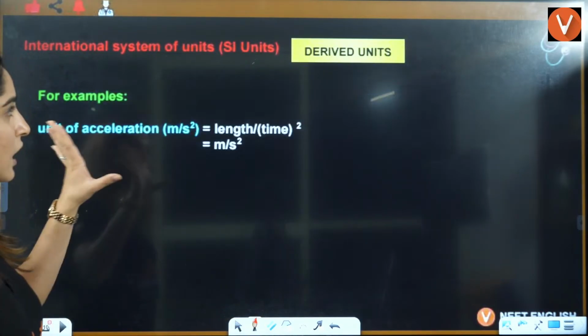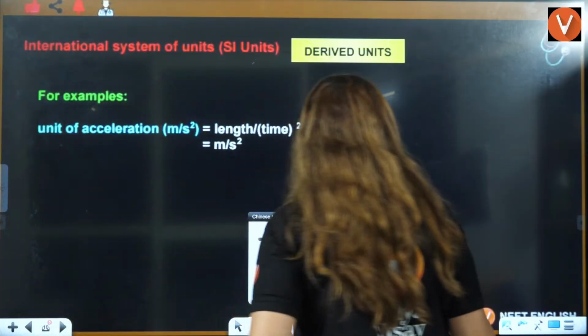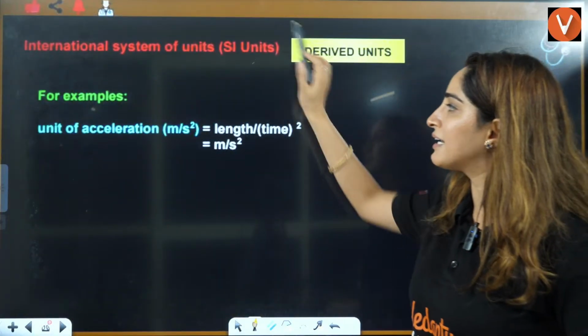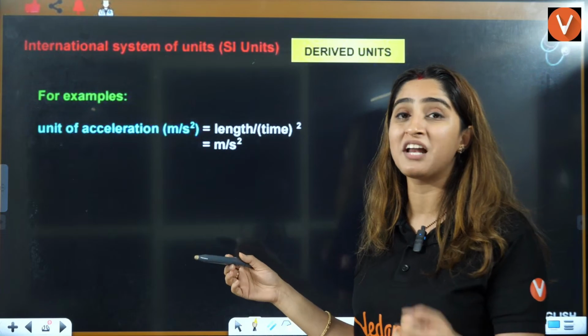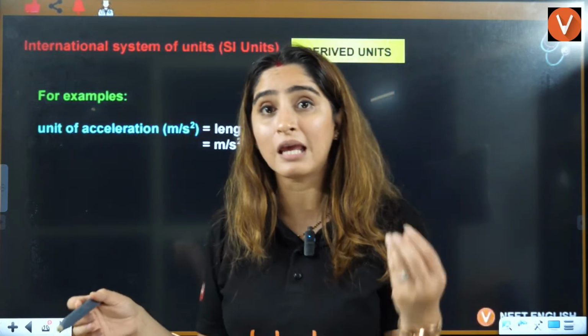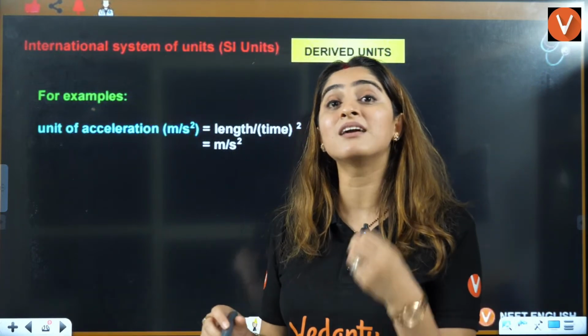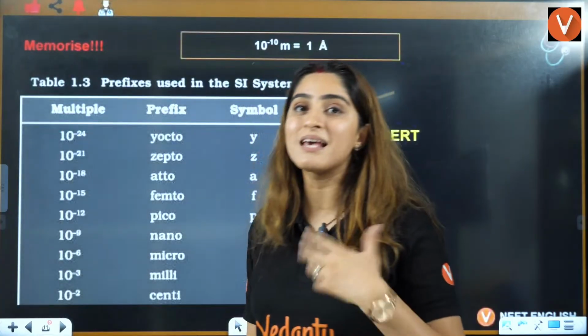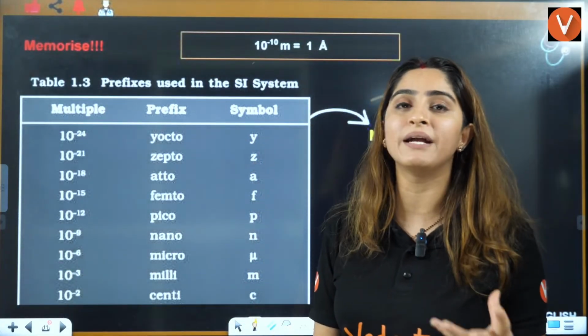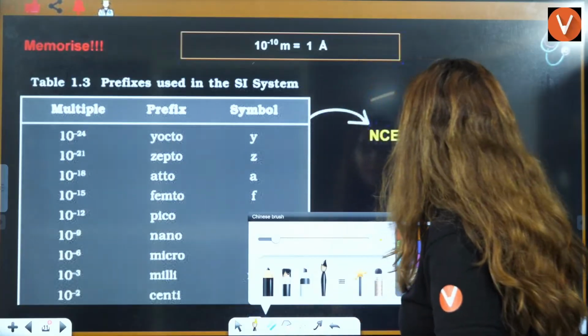Now, let's talk about the derived units. As I told you, derived units are derived from the basic units, like acceleration, velocity, density. All these are derived from the fundamental units that you have.